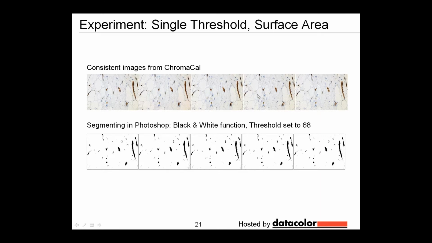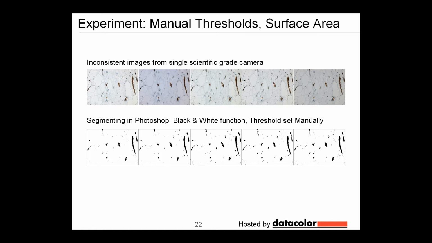So here are the consistent images that are from ChromaCal. These were segmented in Photoshop, and the threshold was set to a single value for all of these. And to test that against another method for getting measurements, in this instance area measurements, a morphometric measurement for surface area, what I decided to do was to take the inconsistent images and then set the threshold manually, and that's a visual affair.